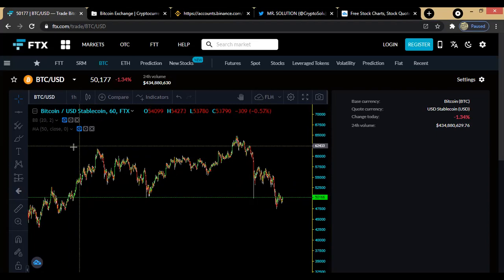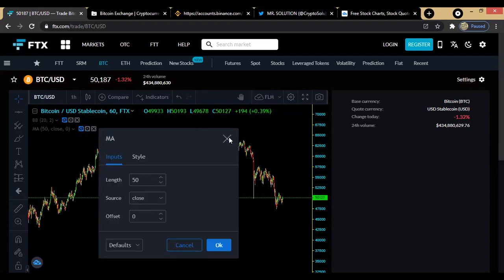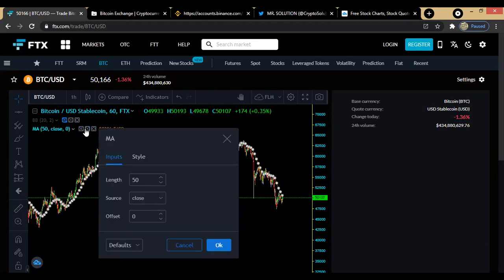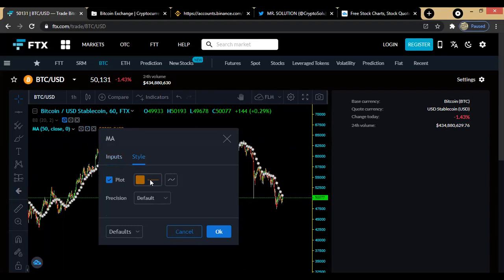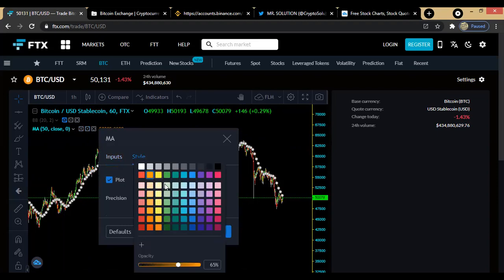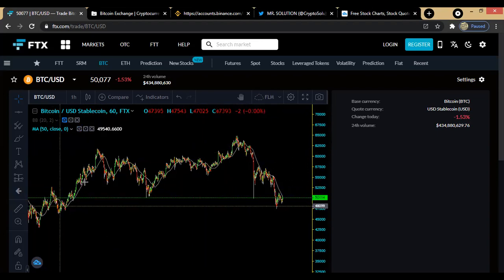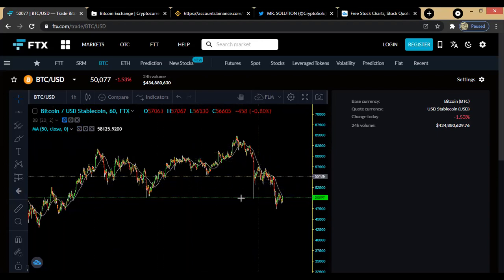All right, so we look at the exponential moving average, the 50. It's already on my screen, so I'm going to tap on it to show it. So this is the exponential moving average. Probably I should change the color to something different. I think white should be better. Yeah, white should be okay. So this white line is our 50 exponential moving average.